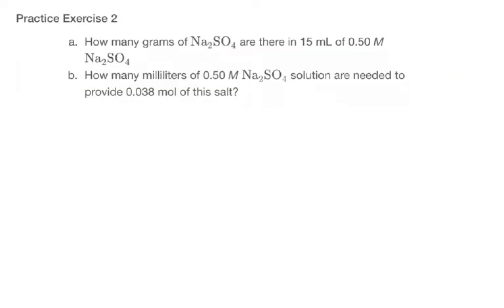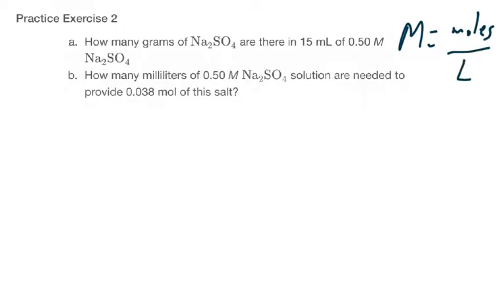This one has 2 parts. In part A, we're going to go backwards here. We want to know how many grams of Na2SO4, sodium sulfate, are there in 15 mLs, and they give you the molarity of sodium sulfate. It's 0.5. So if you look here, molarity is equal to moles over liters.